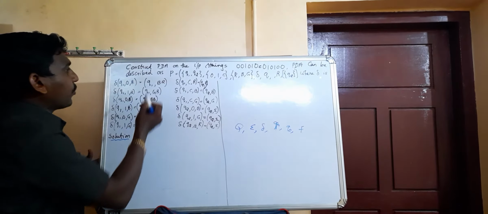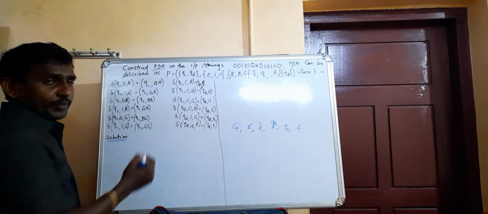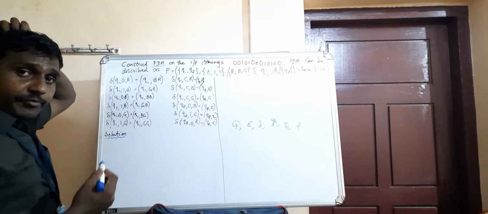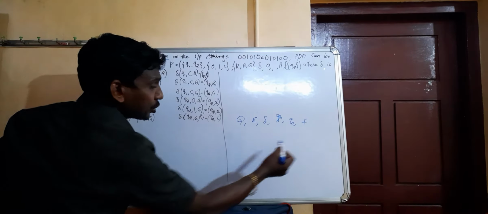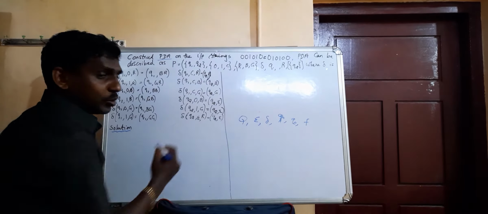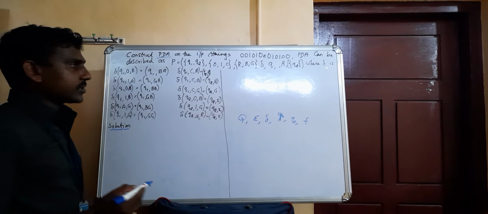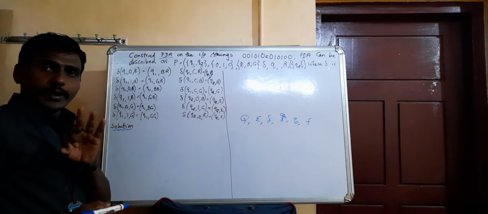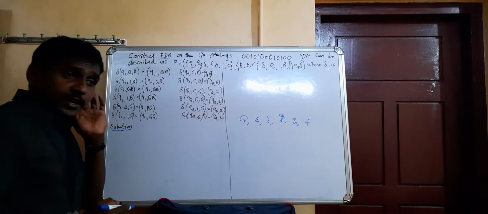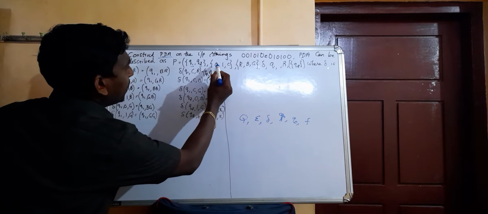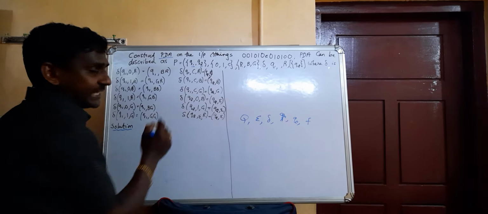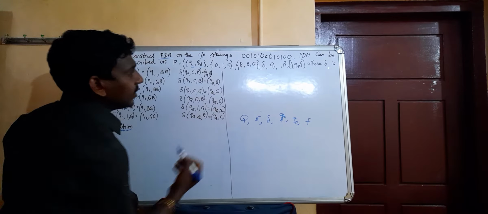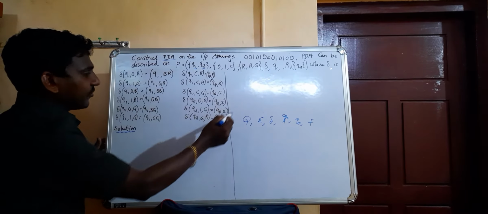Let's check this problem. Construct a PDA. If we want to construct a PDA, these tuples should be there. What is capital Q? A finite set of states. Two states are given, Q1 and Q2. What is sigma? A finite set of input symbols. Three input symbols are given: 0, 1, C. What is delta? The transition function. This is the transition function.